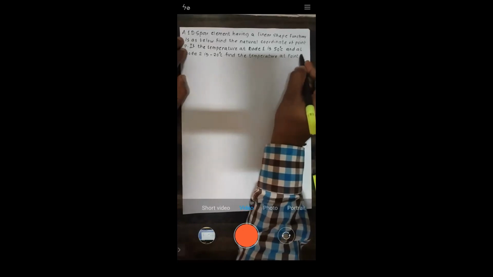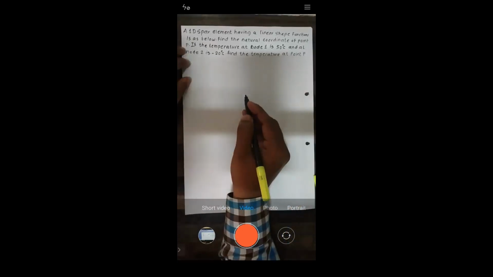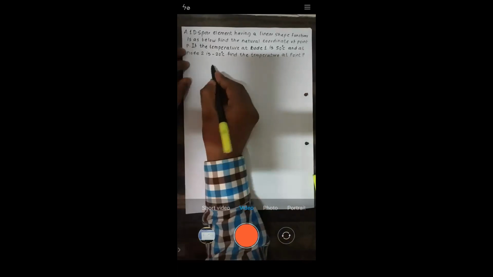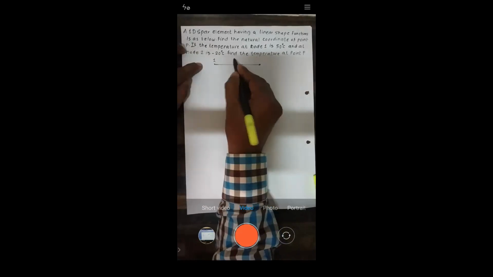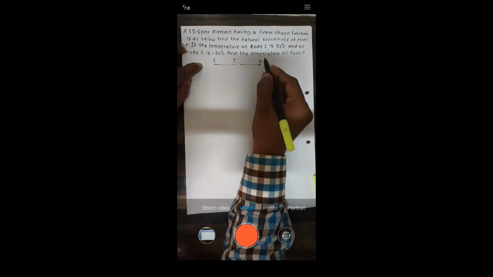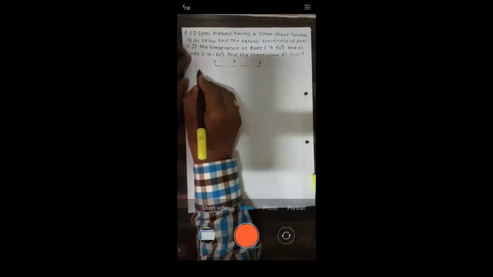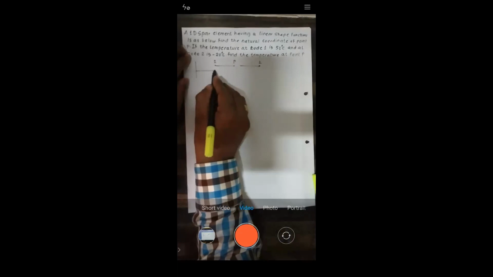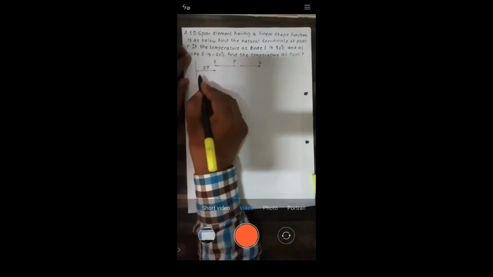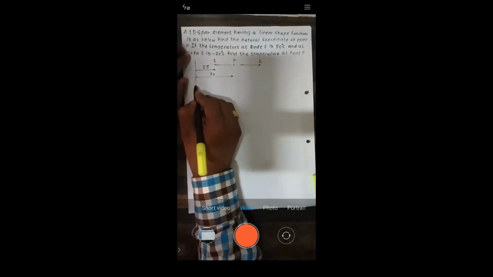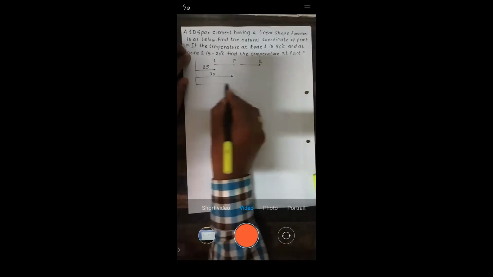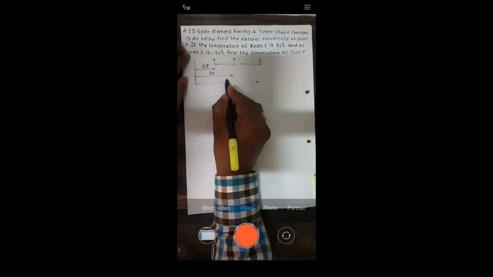Okay, so now see what is the diagram given. All of you just read the problem and tell me what is the given data and how we can solve the problem. Just let me know what is given and how we will solve the problem.